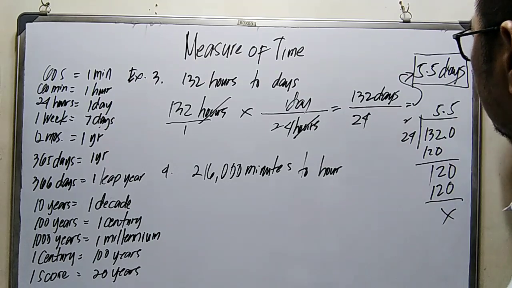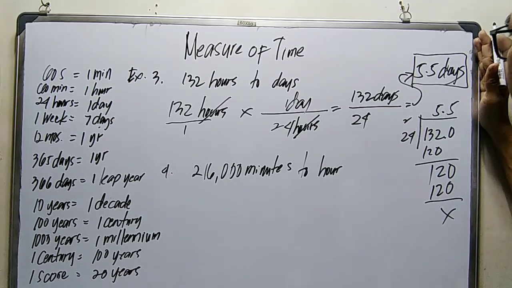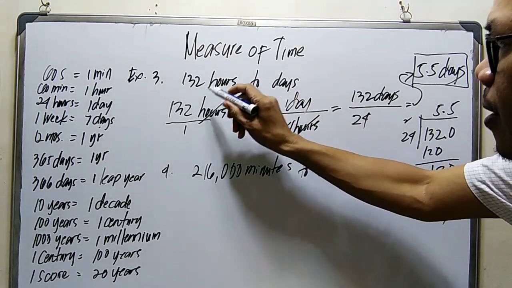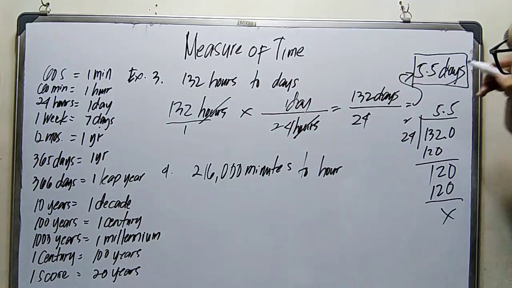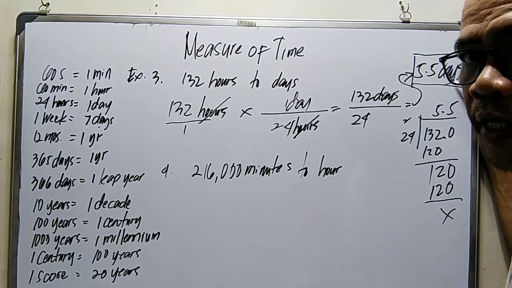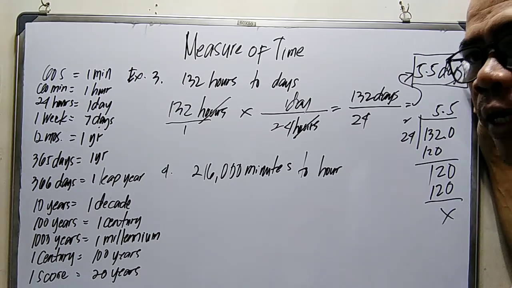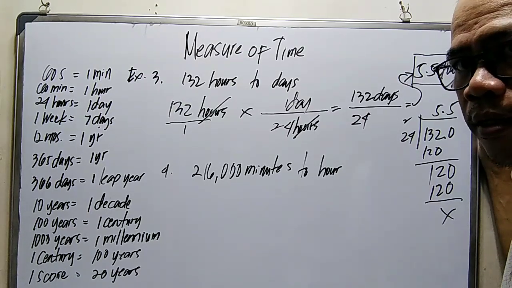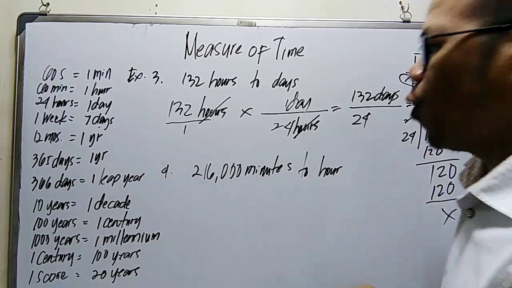Okay? So, this is your final answer sa ating example number 3. 132 hours that is equal to 5.5 days. Kung sagot mo is 5 and 1 half days, that is also correct. Okay? So, let's proceed to number 4.